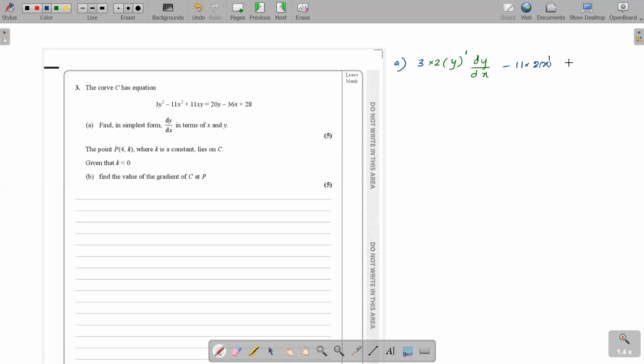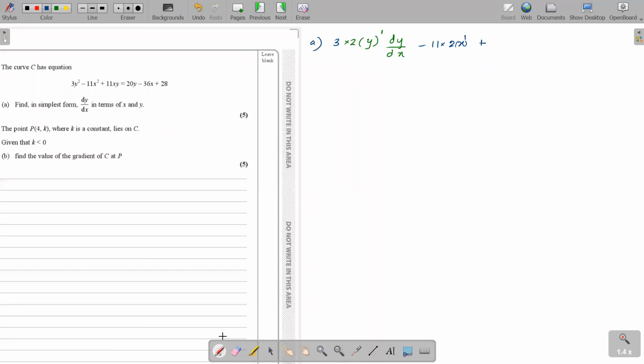And then the next one, plus 11xy. Be careful here. Why am I asking you to be careful here? Because there's a product of xy. When there's a product of xy, what rule do we have to use to differentiate? We must use the product rule. Okay, so that means one waits while the other one differentiates. So 11x is waiting while y differentiates. Are you with me? 11x waits while y differentiates. Differentiation of y is what? Dy by dx. Are you guys with me?